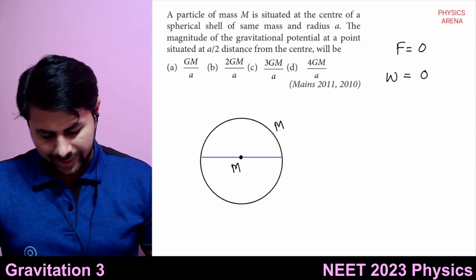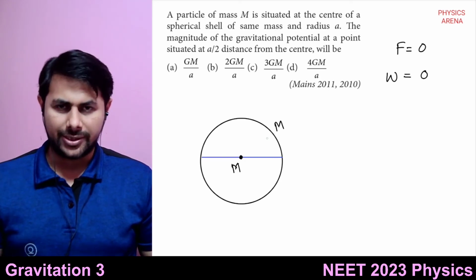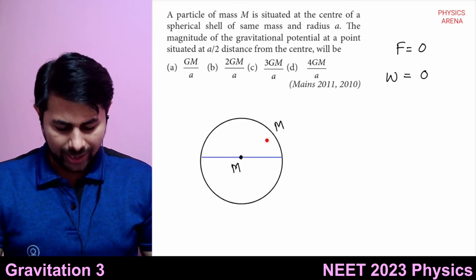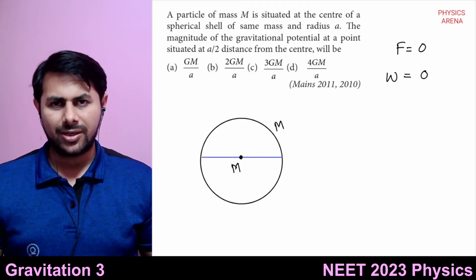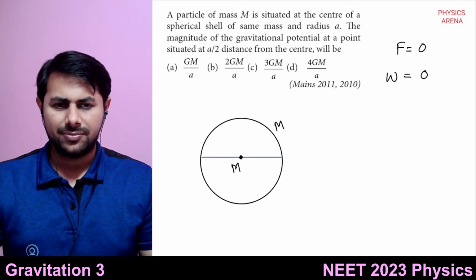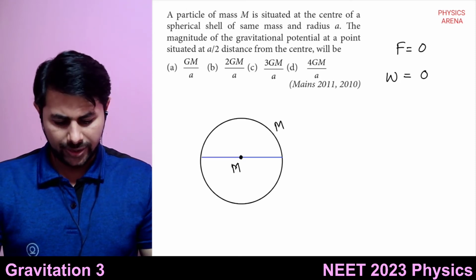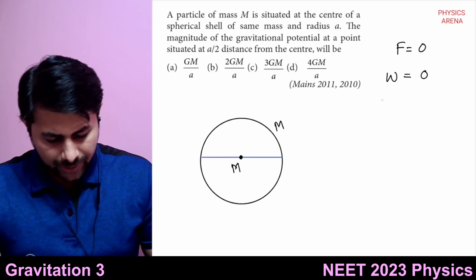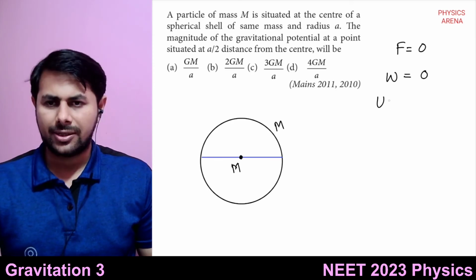Okay. And that means how much would be the difference between two points, sorry, the potential energy of a mass at 2 points inside a shell. Since work done is 0, the difference in potential energy is 0. Yes, no. Okay. So the difference in potential energy is 0. Okay. And that means potential will be the same.